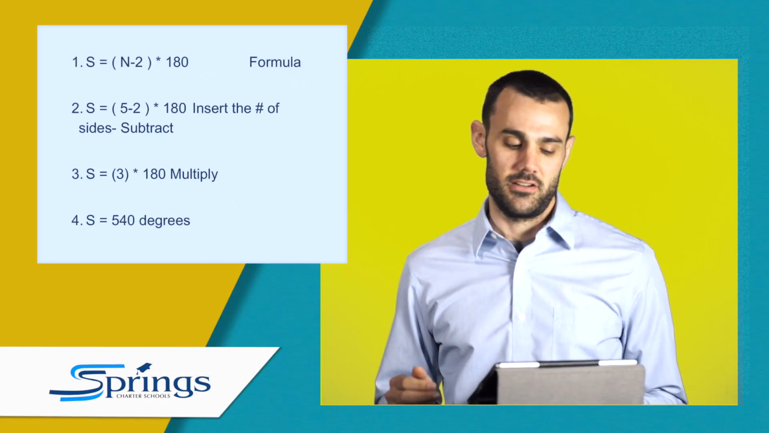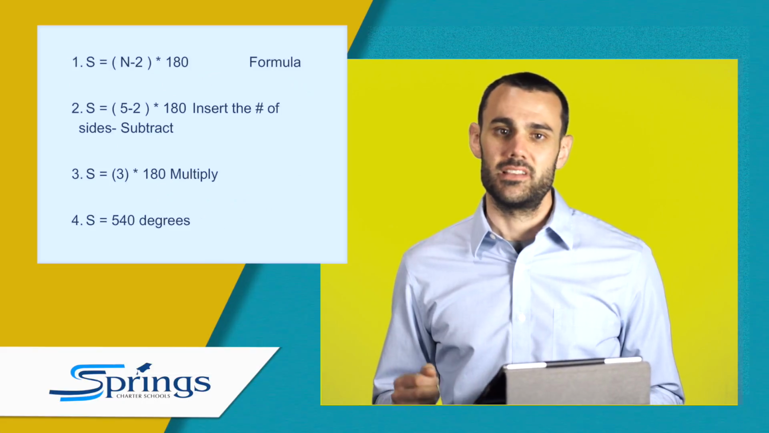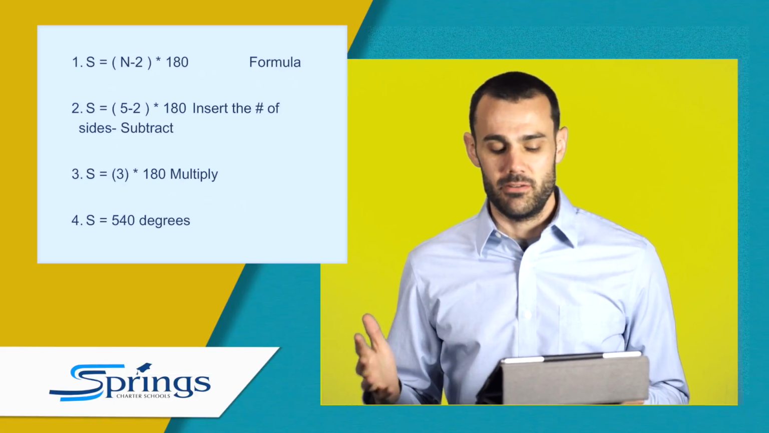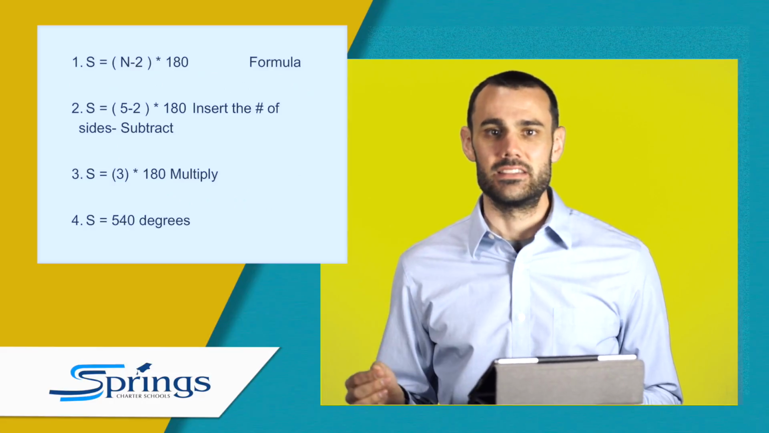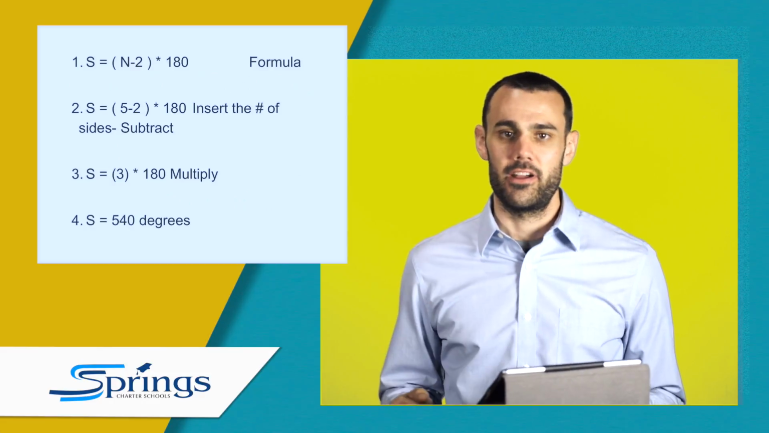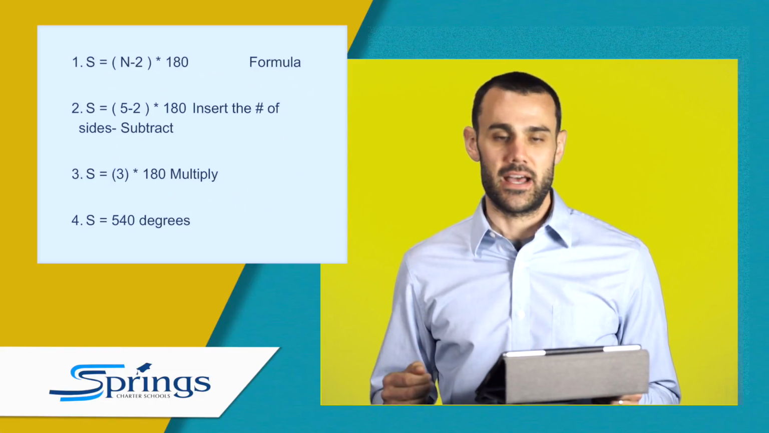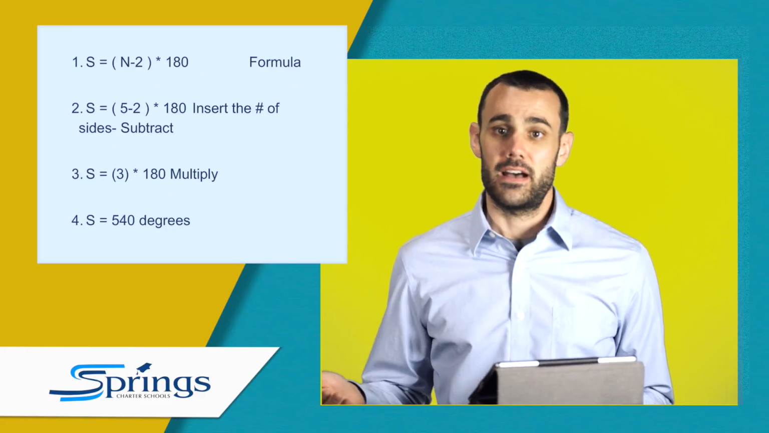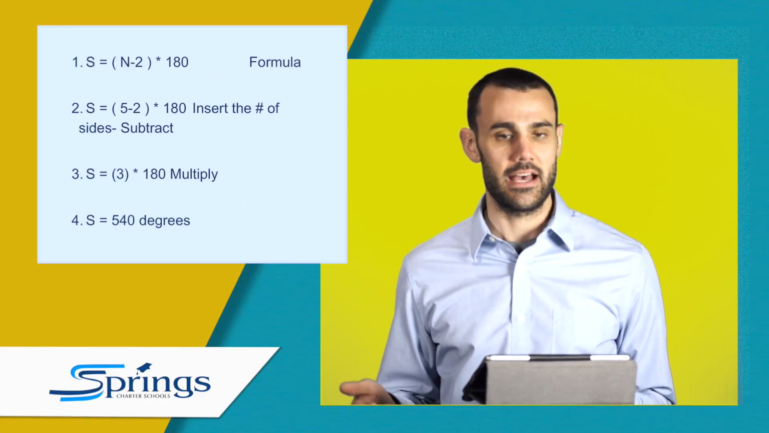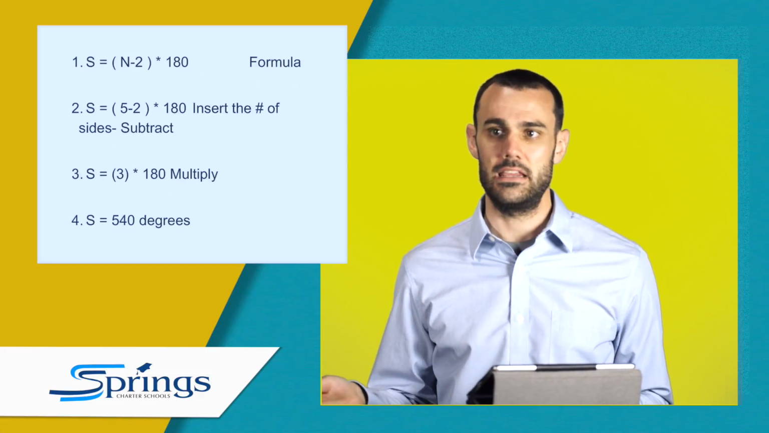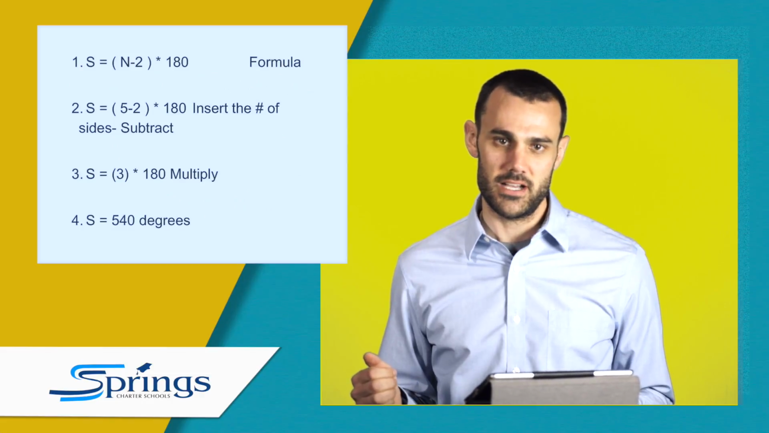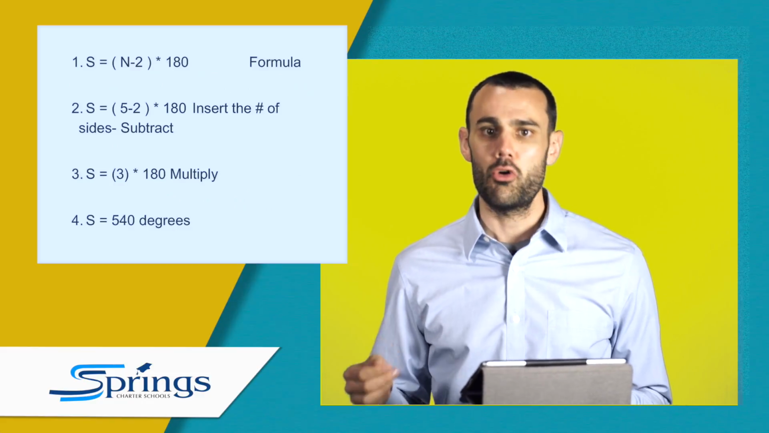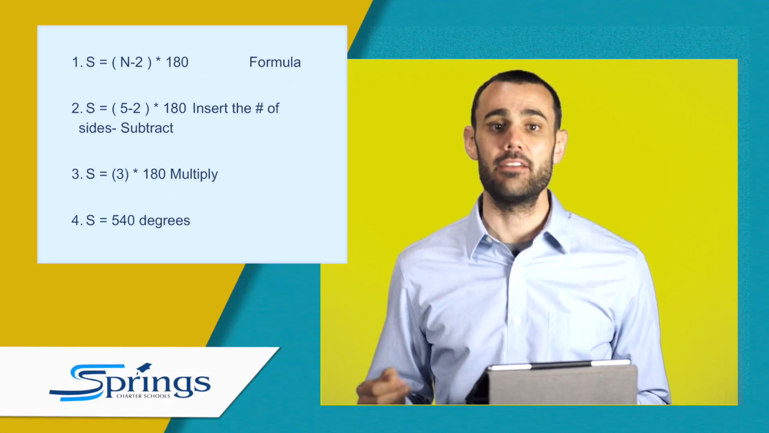So our formula is listed here on step 1. It says S equals (n minus 2) times 180. Now, remember that 5-sided figure we just saw? Well, n is the number of sides, so let's insert 5 for the variable n. So we have S equals (5 minus 2) times 180. So we're going to go ahead and subtract. 5 minus 2 makes 3. So we have S equals 3 times 180. So we multiply those 2 out and we get 540 degrees. So that 5-sided shape has a total interior angle measure of 540 degrees.